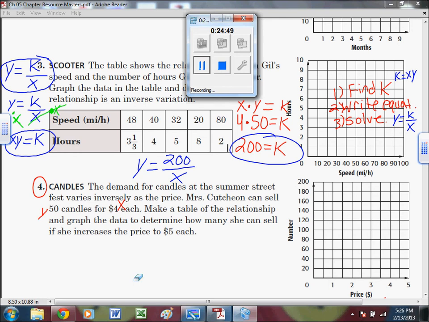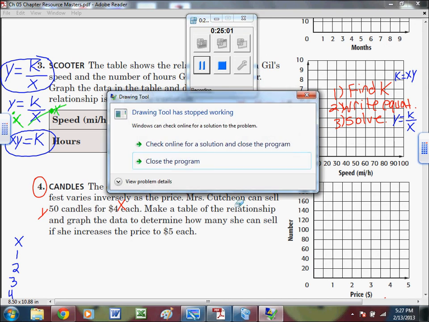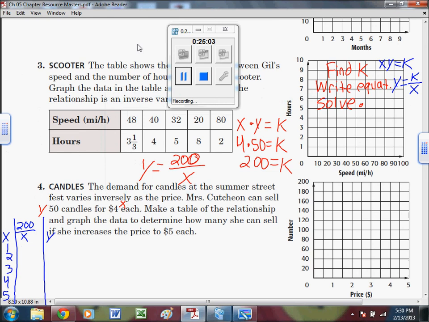Now, to make our life easy, I'm just going to choose easy small numbers the best I can. So for X, for the price that she's setting, we are going to try to choose easy numbers. So $1, $2. $3 might not give us a pretty answer, but we can still do it. $3, $4.